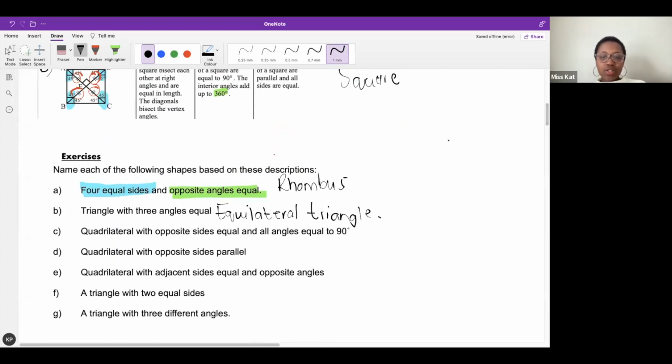Okay, now let's go to C. C is a quadrilateral with opposite sides that are equal and all angles are 90 degrees. Oratile? There we go. Oh, wait, you muted again. Yes, Oratile? I would say maybe parallelogram. Does a parallelogram have angles equal to 90?